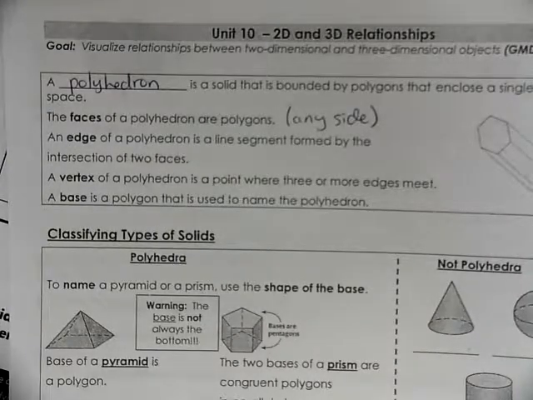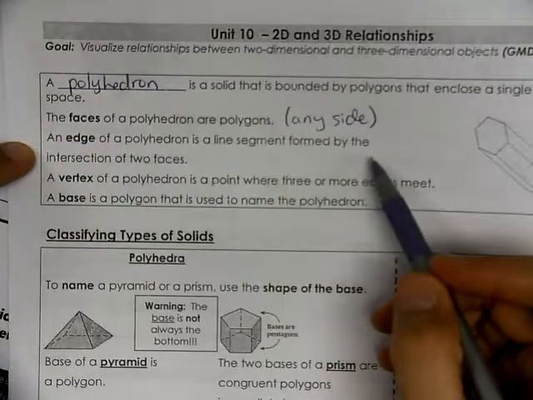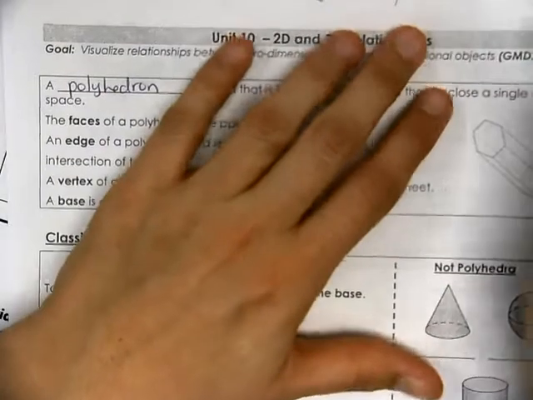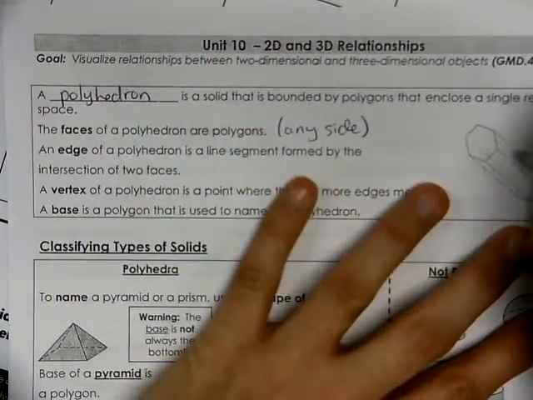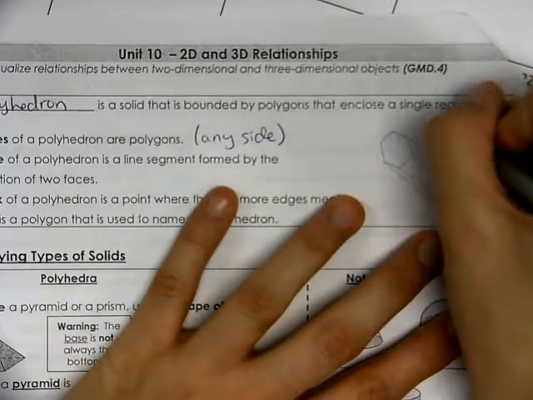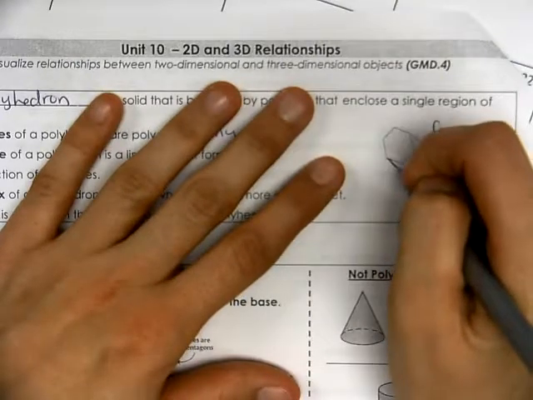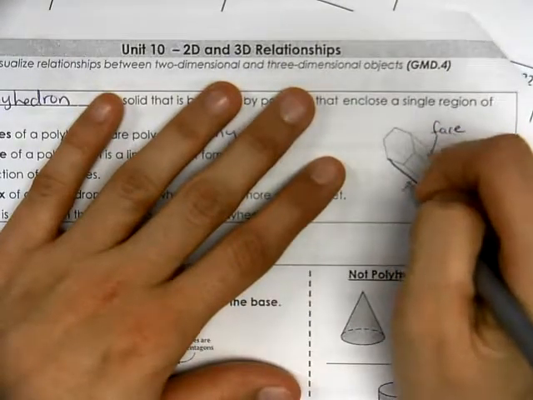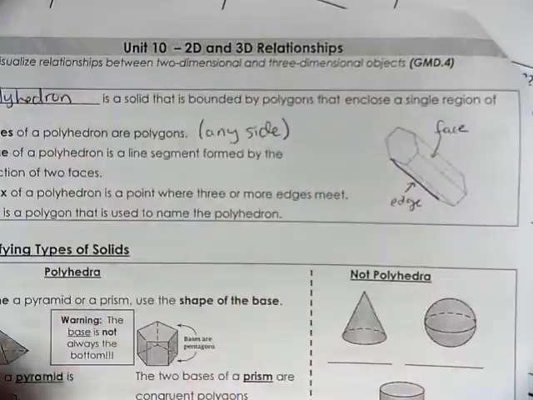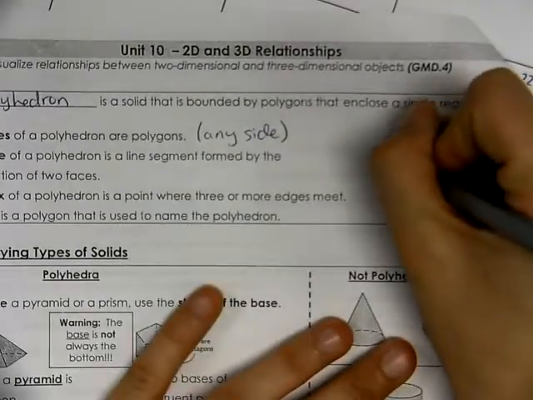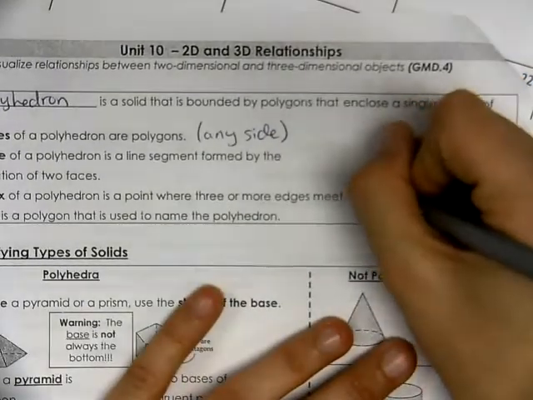The edge of a polyhedron is a line segment formed by the intersection of two faces. So any side is called a face. So like this thing, you can't see it, is a face. An edge is just like the line that connects two of the faces. That's an edge. A vertex is a point where three or more edges meet. So this would be a vertex.